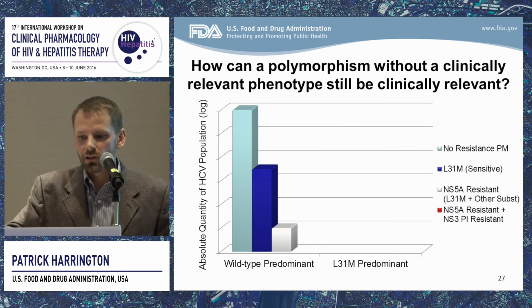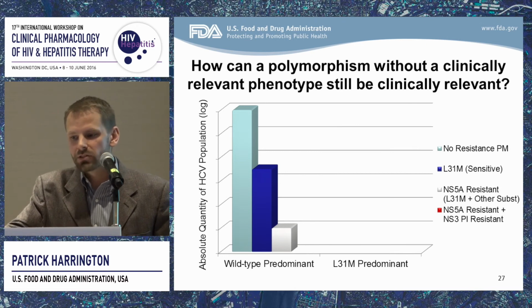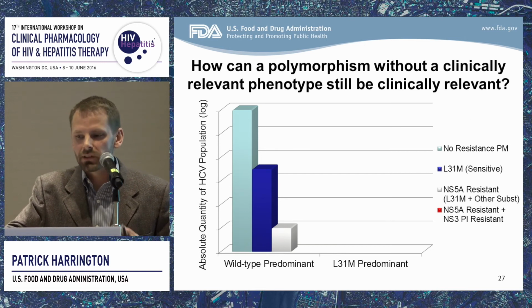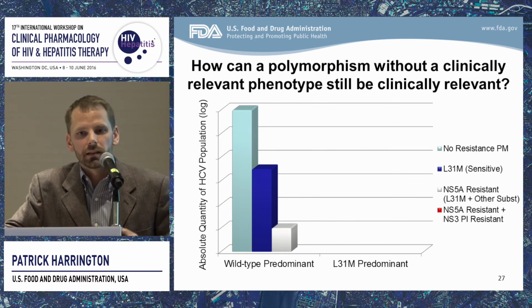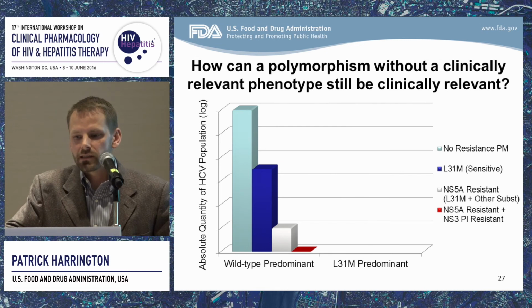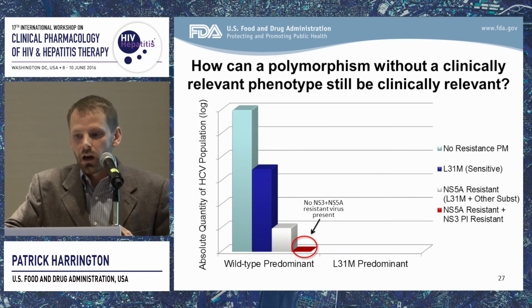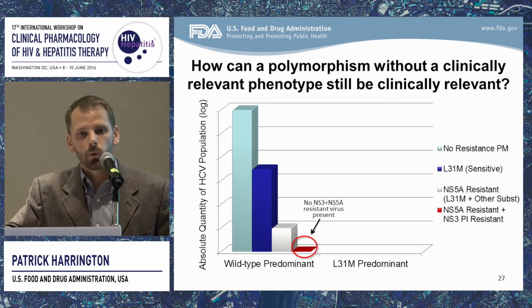So in somebody who starts off with a wild-type population, they may have some low-level viral population that carries one or multiple NS5A changes, but they still have another drug in the regimen in the context of the Elbasvir Grazoprevir regimen, and the chances that they have an underlying viral population that is resistant to both drugs in the regimen are quite minimal. And I think this helps to explain why somebody with a wild-type predominant viral population responds so well to this regimen.